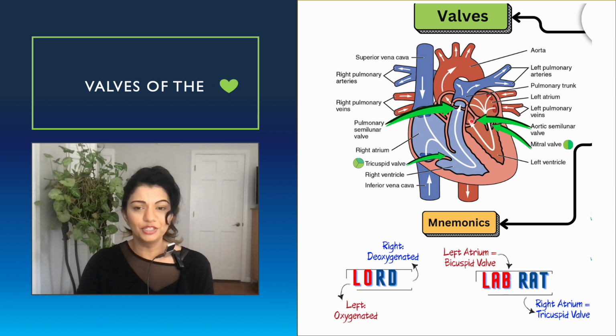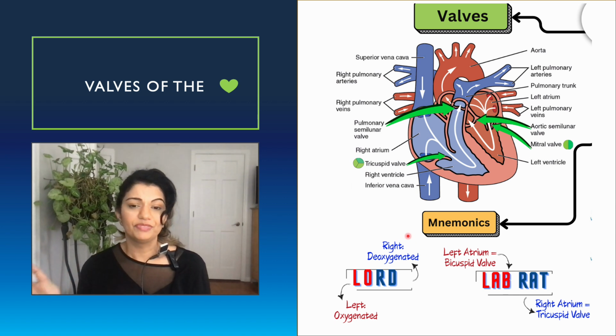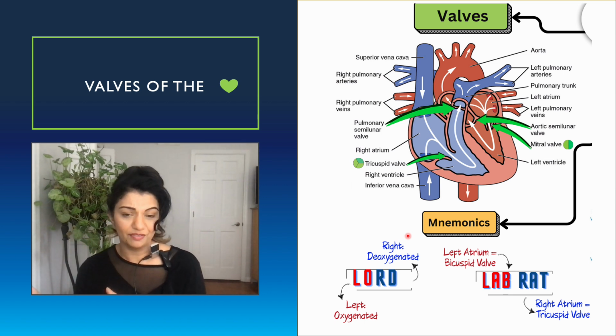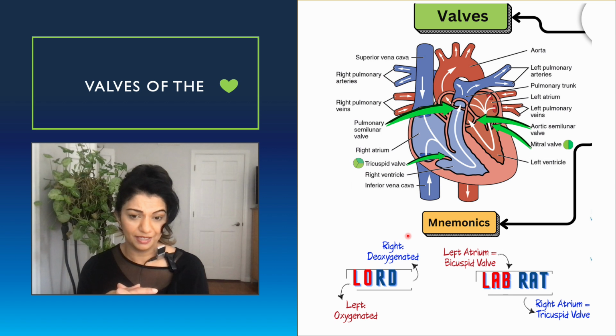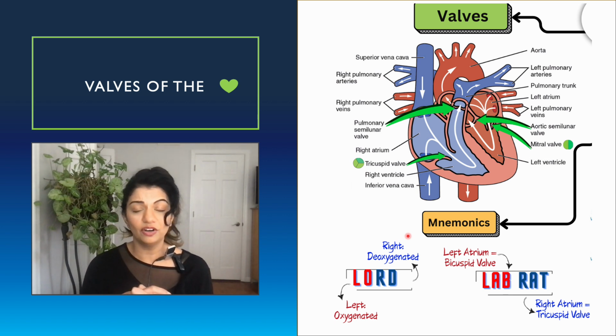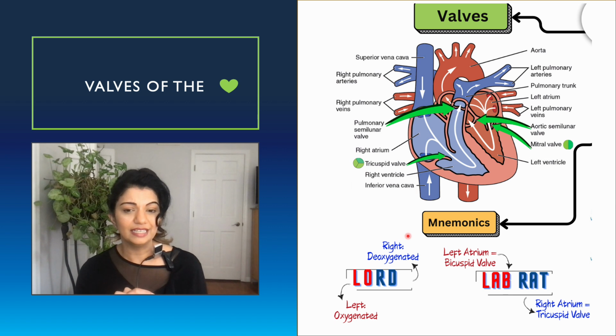changes. Now, I do have some mnemonics for you down here to help you remember that the right side of the heart deals with deoxygenated blood, whereas the left chambers of the heart deal with oxygenated blood. And the mnemonic is LORD. LO is for left oxygenated, and RD is for right deoxygenated.